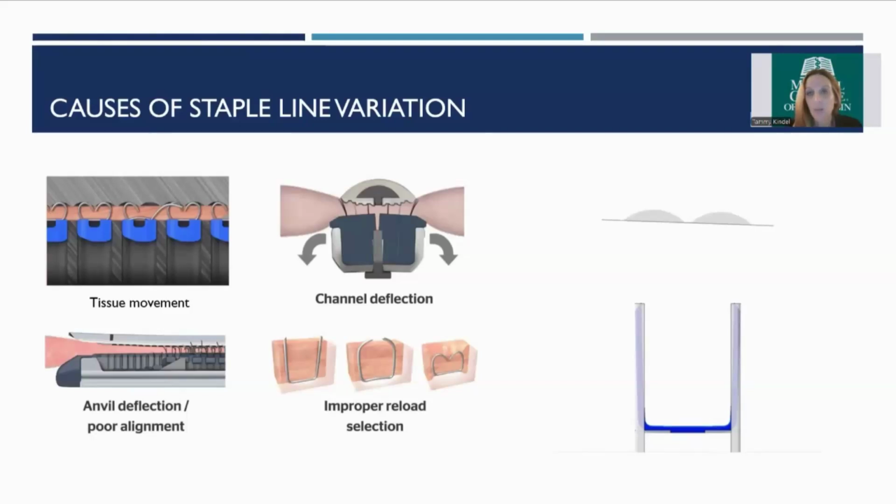If the channel itself, as you can see there, gets laterally deflected, the lateral aspects of the staples will not hit the pocket and form a B staple. The anvil itself can be misaligned, also missing the pocket when the staple goes to form. And here's just an example of how important hitting that pocket is for appropriate B staple formation.